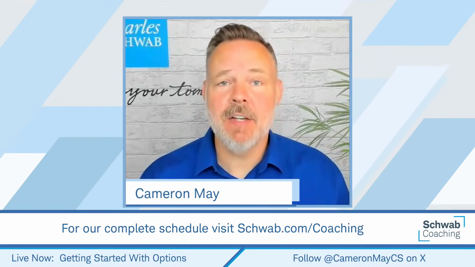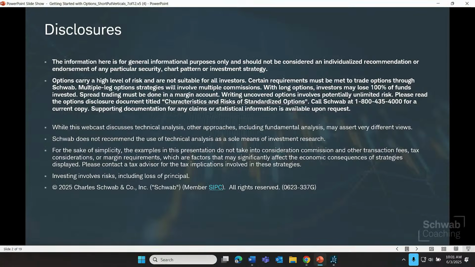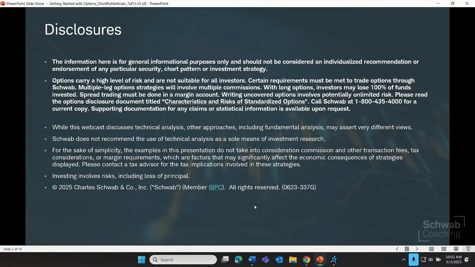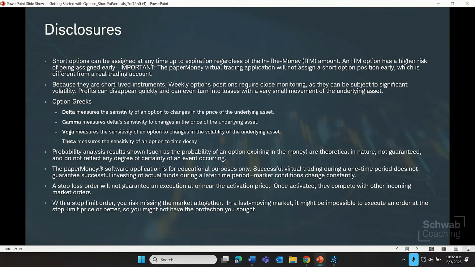But let's get into this discussion. The first thing that we need to do, of course, is to pause to consider the risks associated with investing and trading. Risk is real, so bear these important disclosures in mind. The information here is for general informational purposes only. It should not be considered an individualized recommendation or endorsement of a particular security, chart pattern, or investment strategy. Options carry a high level of risk and are not suitable for all investors. While this webcast discusses technical analysis, other approaches, including fundamental analysis, may assert very different views. Investing involves risks, including the loss of principal, and any investment decision you make in your self-directed account is solely your responsibility.